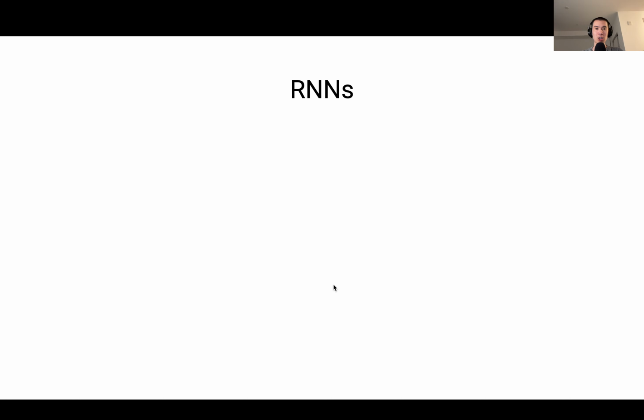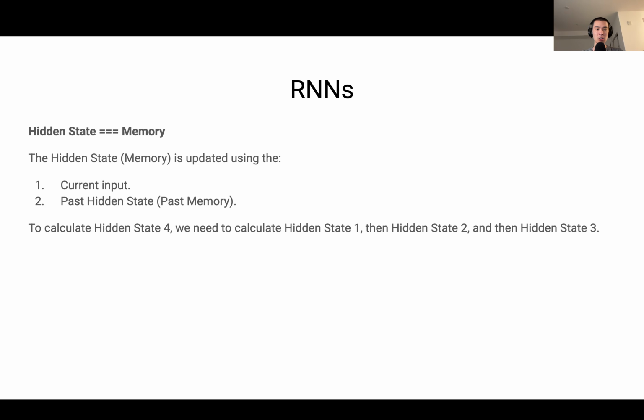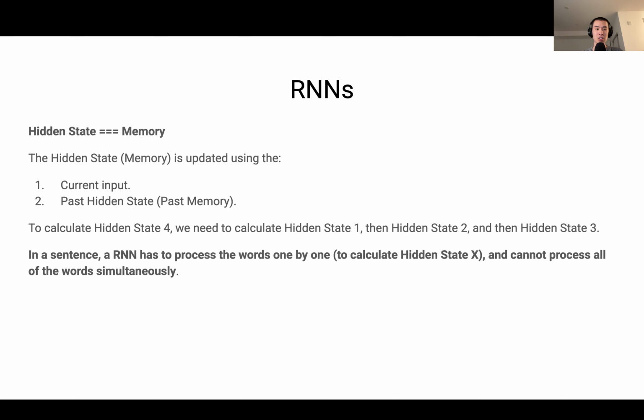A quick review on RNNs. Hidden state can be thought of as memory. The hidden state is updated using the current input and the past hidden state. So to calculate hidden state 4, we need to calculate hidden state 1, then hidden state 2, and then hidden state 3. This means that RNNs have a weakness. In a sentence, a RNN has to process the words one by one to calculate hidden state X and cannot process all of the words simultaneously.